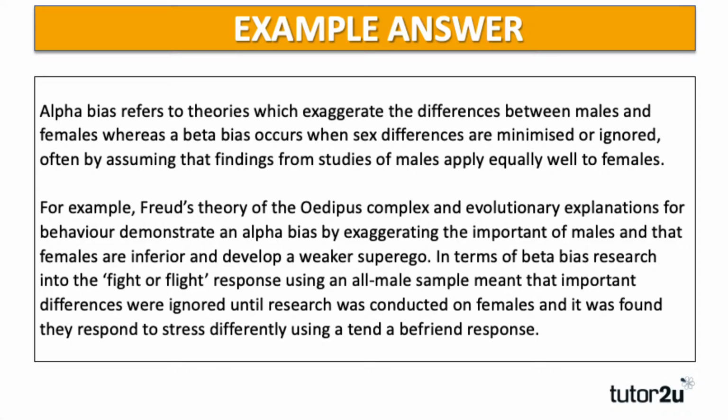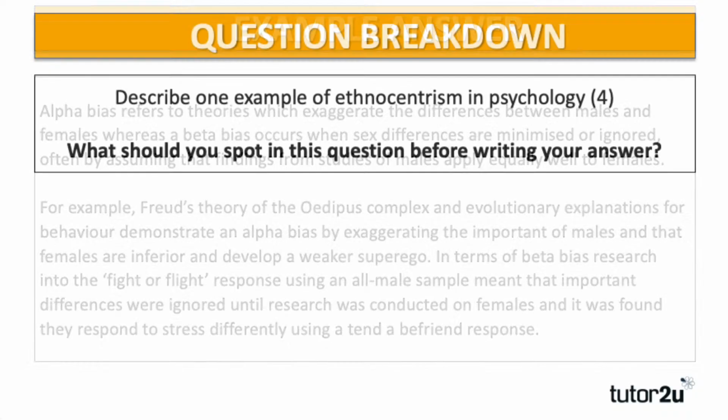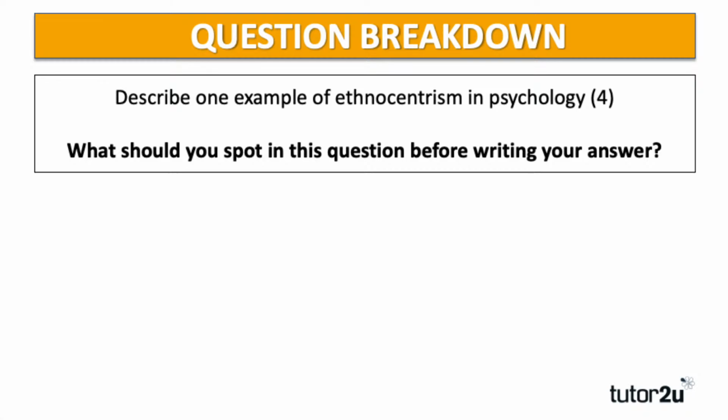Some of you said the social influence research, which was fine for beta bias, but we've also got the fight or flight response. Remember that was developed using animal studies that were all males, and important differences were ignored until females were studied, and the tend and befriend response was identified. It is good that there are many different answers, drawing on examples from things that you know and things that you'll remember. As long as you've got an example for each, that's absolutely great. Okay, so I'm going to pass back to Laura.